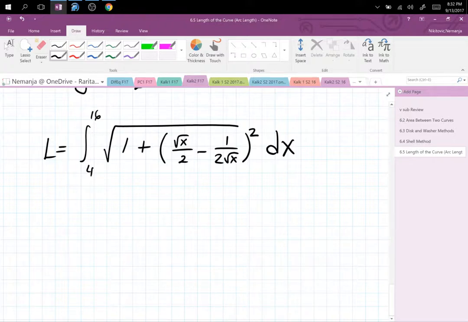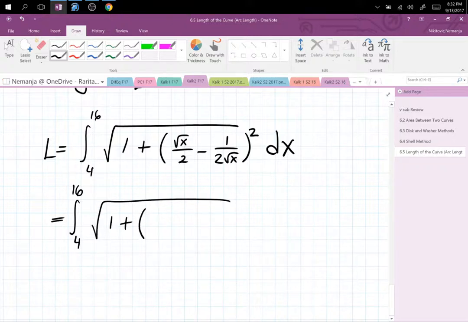How do we integrate this? It's tricky. We have to do the algebra first. We have to square the thing, see what happens, right? Square the first one, we get x over 4. And then we have the middle term. And then you multiply them.